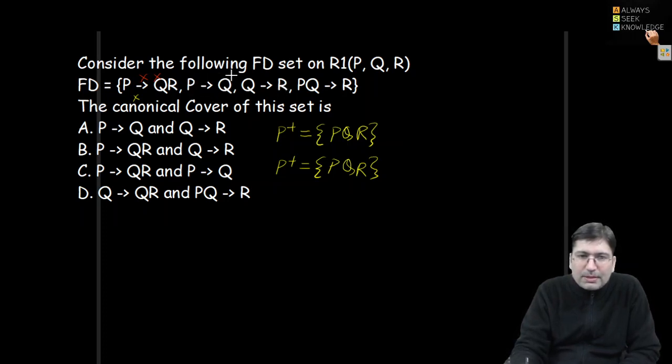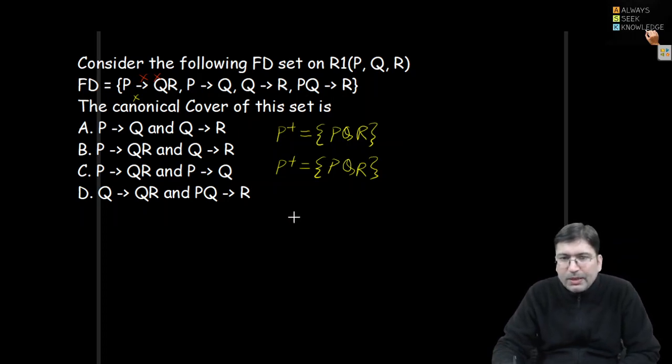But if you do not consider this rule, then the P closure will still give you PQR if you have this rule. Then this will give you P, Q and R, right? But if you don't have this one and you don't have this one, then the P closure will not be able to find all, right? The P closure will have only P in that case.